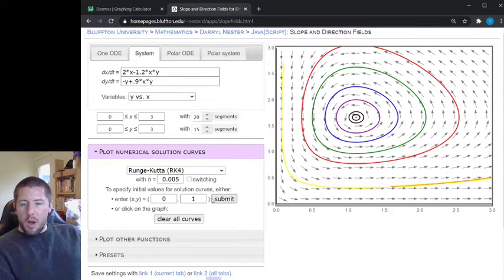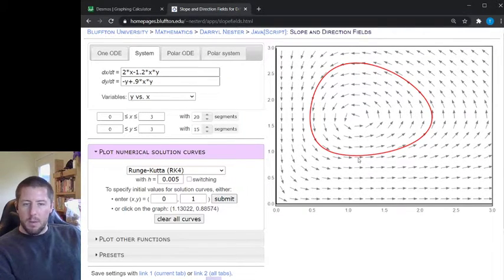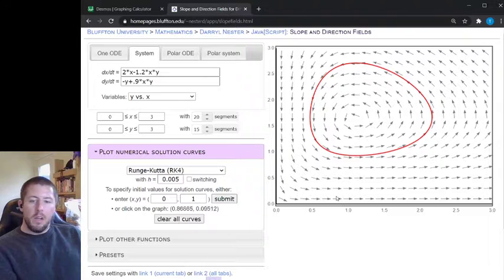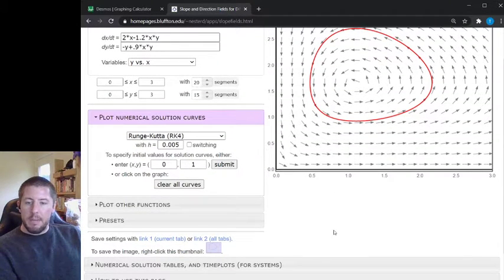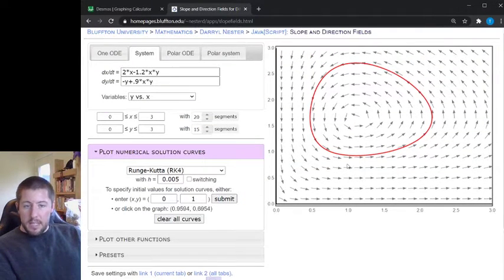So I want to show you now that I'm going to clear these guys and just get maybe one representative graph on there, right? So that's something we should expect to see, the rise and fall of the rabbit population, how they're sort of following each other in size. Well, if we scroll down a little bit, there's going to be some other graphs that we could see. Here's our numerical solution tables and time plots for systems. So what I'm seeing here is this.